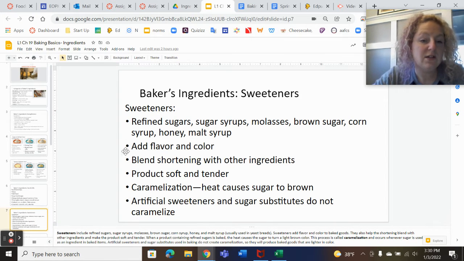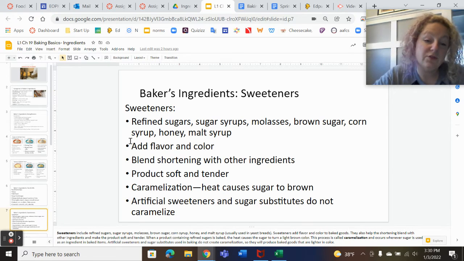Sweeteners, when we talk about sweeteners, we're generally talking about refined sugar, so white sugar. You also have brown sugar, dark brown or light brown. And then there's sugar syrups: honey, molasses, corn syrup, malt syrup. These things are also not always interchangeable, but you can add them in. If you were to make a cookie with all honey and no white sugar, that's really going to change your final baked good product. But it would sweeten the product.